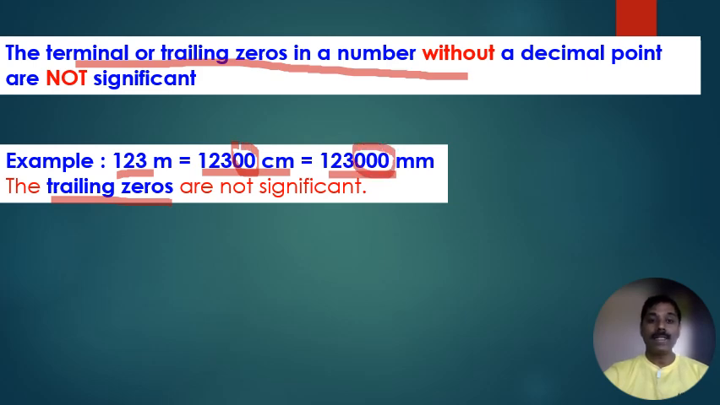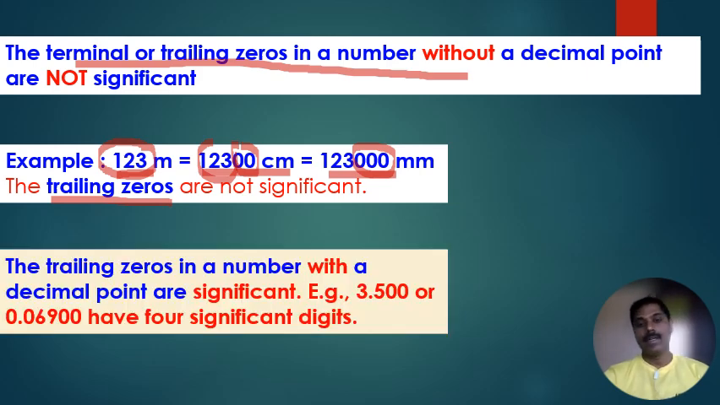The trailing zeros, the zeros here and here, are not significant. So that means whatever may be the system of unit, the number of significant figures is the same: 1, 2, 3 in this case, 1, 2, 3 in this case, 1, 2, 3. So the same number of significant digits arises in all cases.